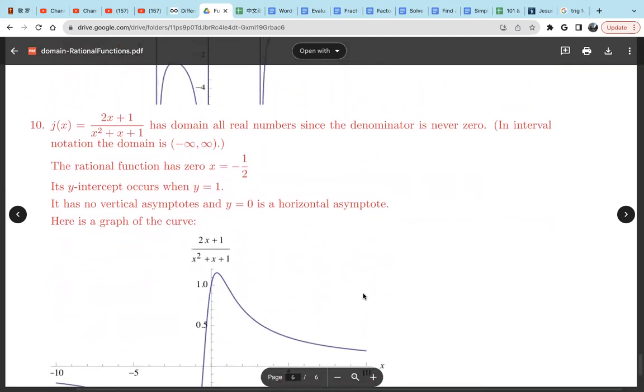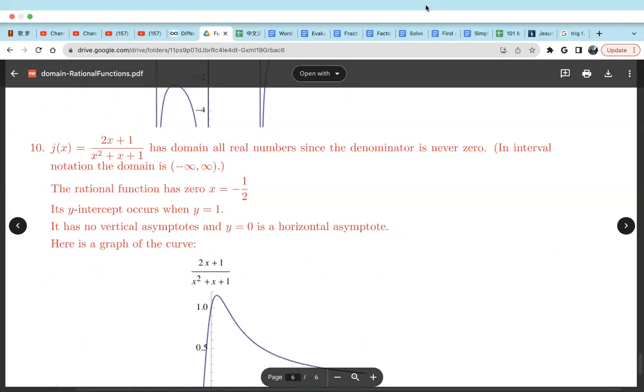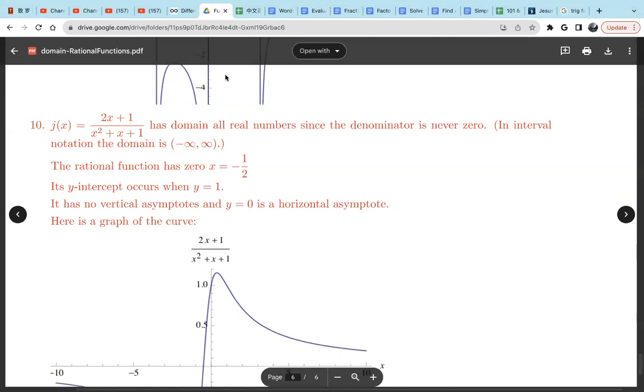Let's say 10. In number 10, we're not able to factor our denominator. We think, okay, will the denominator ever be 0? You can use the quadratic formula. The quadratic formula is x equals -b plus or minus the square root of b squared minus 4ac, divided by 2a. And where does a come from? a is the number before x squared, b is the number before x, c is the constant number.